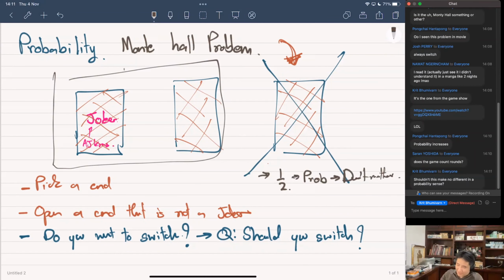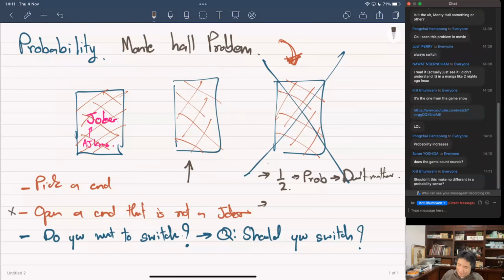The other argument looks like this. What if I pick this card, right? I pick a card and I never listen to what the host is doing at all. The host opens a joker, I don't care. The host asks me to switch, I don't care. I'm just going to stick with the first card. I don't even listen to the question the host asked, right? Then what's the probability that the card you pick is the correct one?